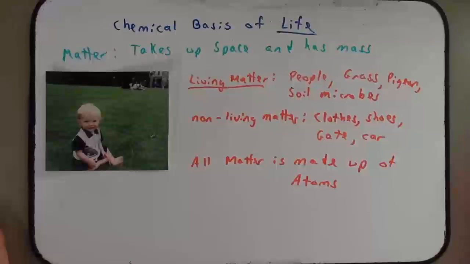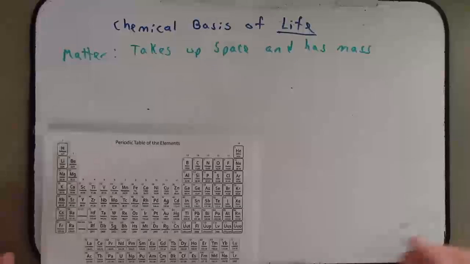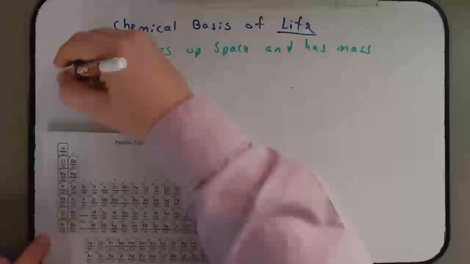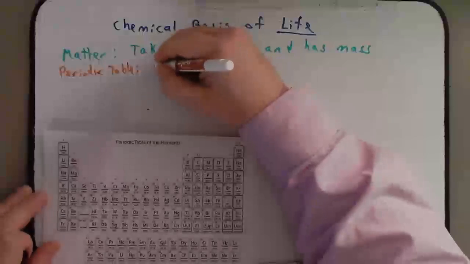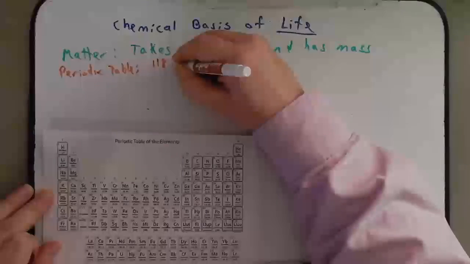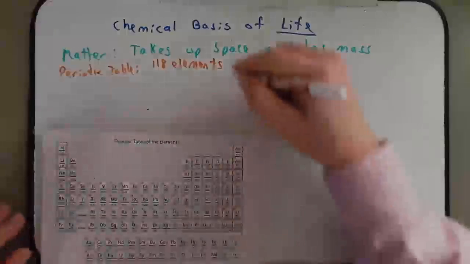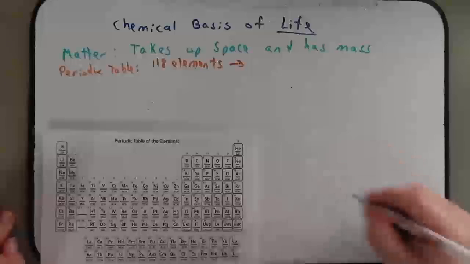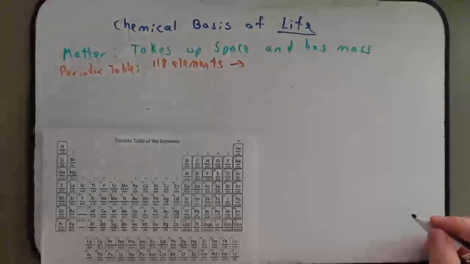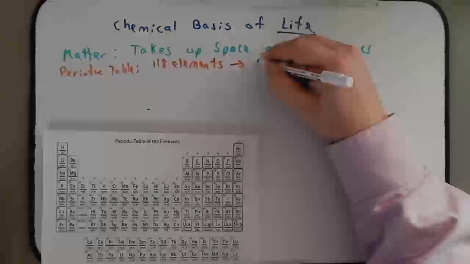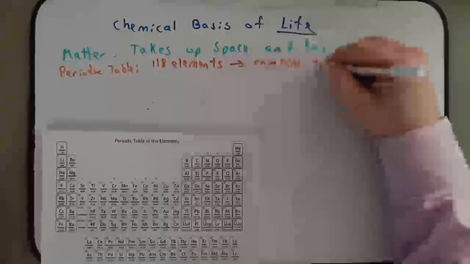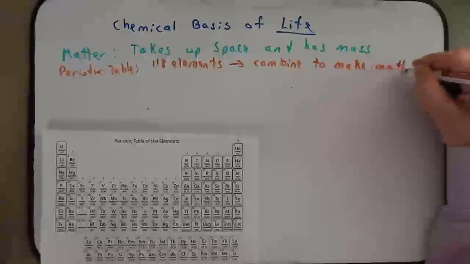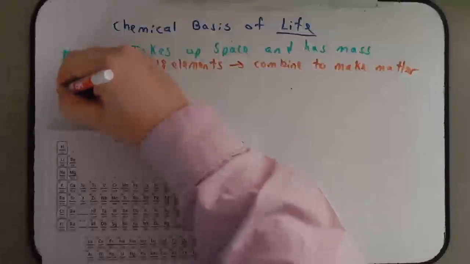Okay, so let's go ahead and spend some time talking about atoms. To begin this discussion, let's look at this periodic table. This periodic table has 118 elements. These different elements can combine with elements of the same kind or with different elements to make matter. So they combine to make matter. So what is an element?